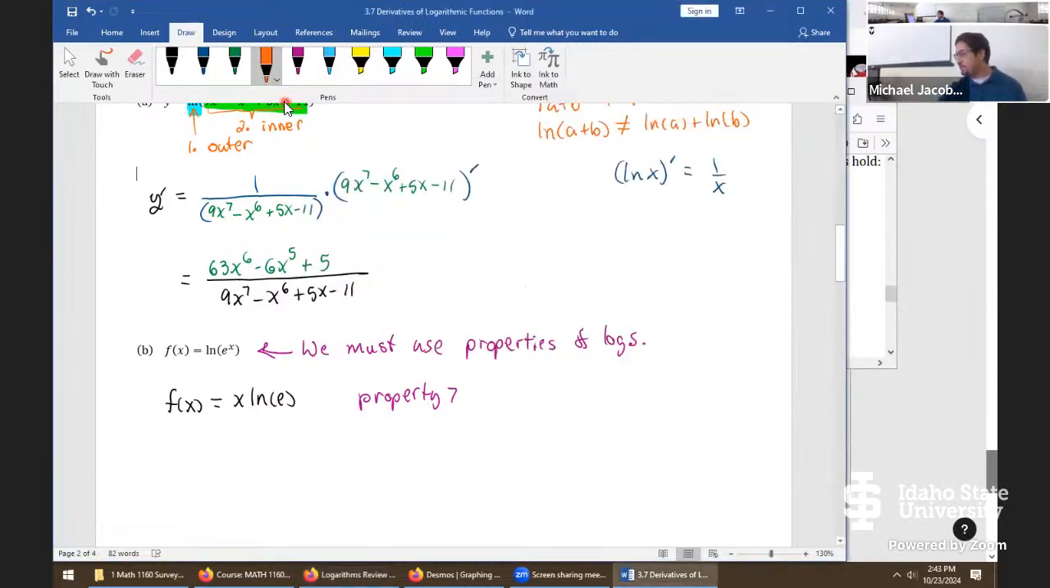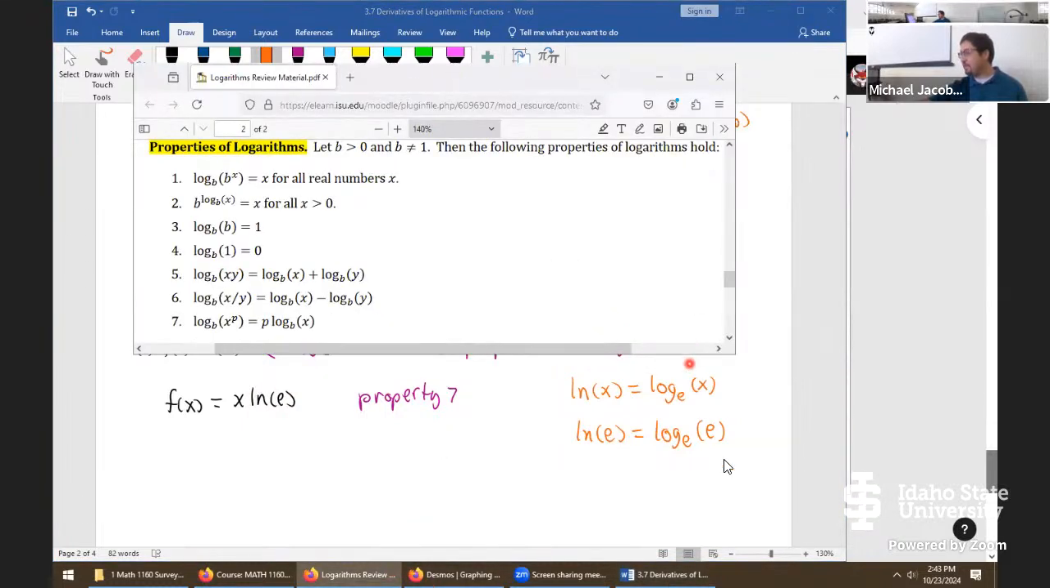Let's write this out in the scratch margin. Natural log of x really just means log base e of x. So if that's the case, natural log of e really means log base e of e. So it's really hard to find the right properties of logarithms if you're looking at that. But if you're looking at this portion down here by the red dot, it more directly lines up with one of these properties. Any volunteers to say which property we can use for log base e of e?